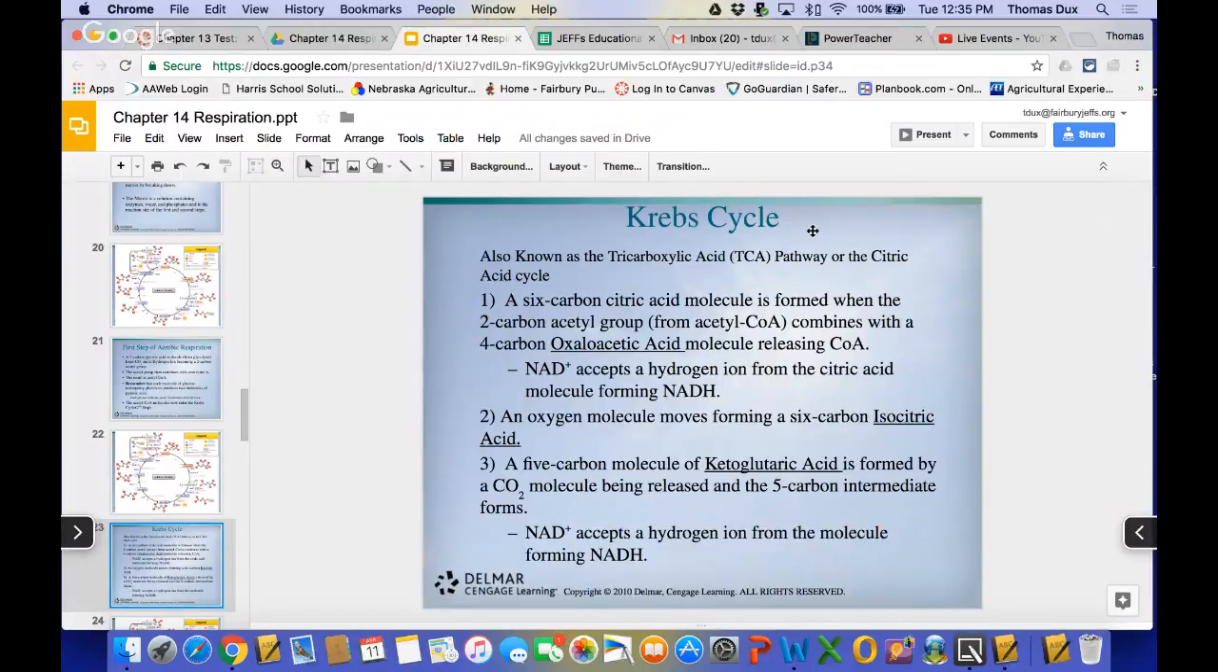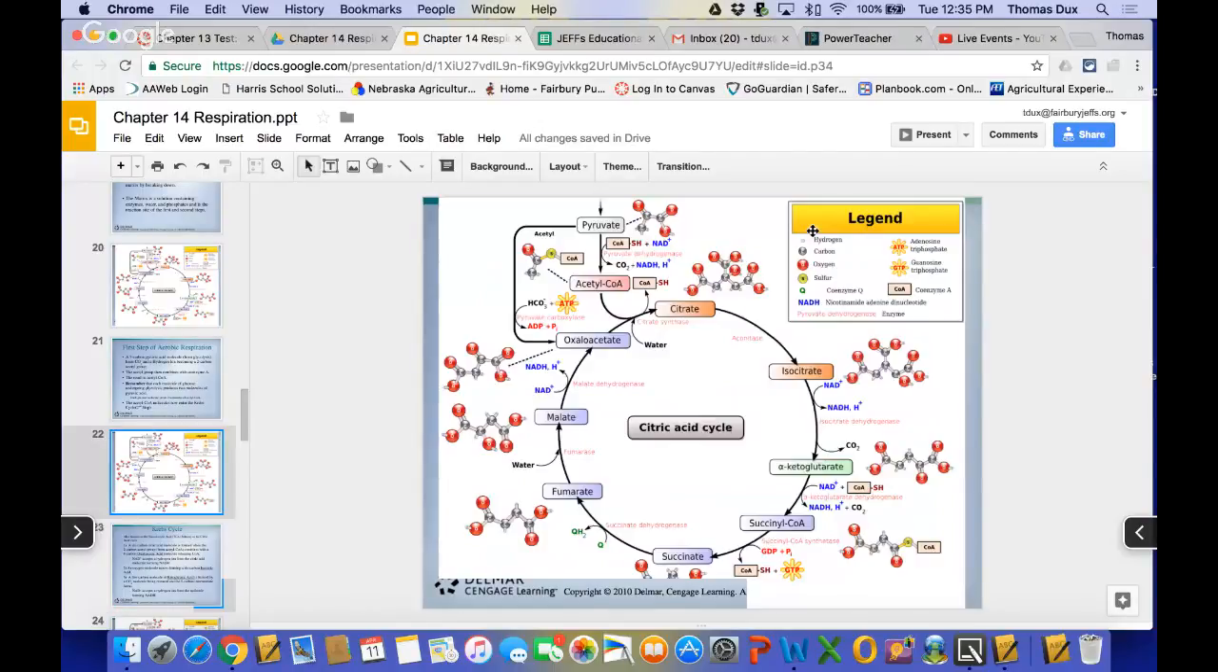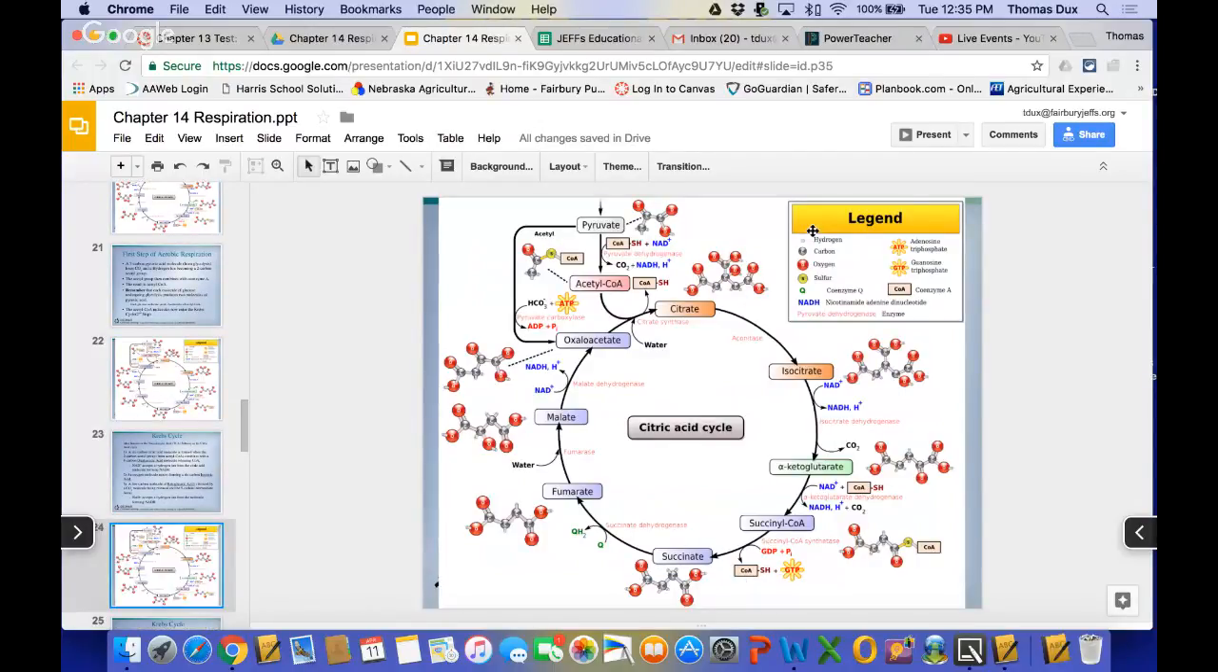Now, we have NAD. It accepts a hydrogen ion from the citric acid molecule, forming NADH. This NADH is important for you to know what it does, because now this NADH is going to go to the electron transport chain. So this is going to take electrons over to the electron transport chain. So there's an NADH molecule right there. There's one already being made. NAD accepts hydrogen, and NADH now is going to go to the electron transport chain, which is the last part of this.